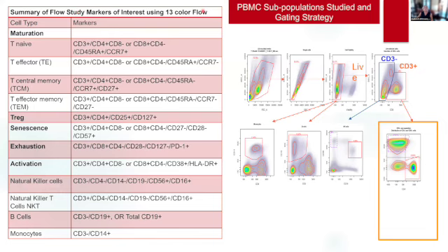So we did 13-color flow, and we are very interested in looking at maturational changes, what happens to Tregs. We're looking at senescence, exhaustion. What I'll present today will be mostly on the activation data. And we're also interested in monocytes and all these other markers. What happens after you cure HCV and your HIV viral load is undetectable.